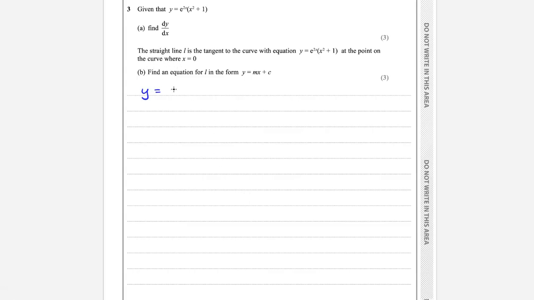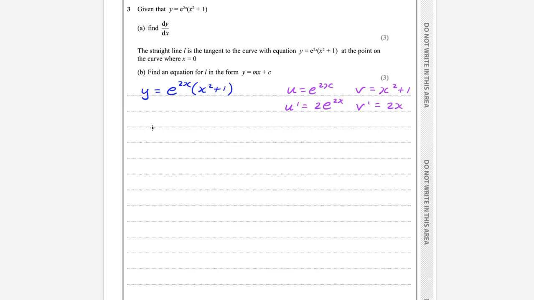Differentiate. So we have y equals e to the 2x times x squared plus 1. This is a clear product rule. So we'll say u is equal to e to the 2x, v is equal to x squared plus 1. Differentiate this, u dash is equal to 2e to the 2x. It's e to the 2x times 2, so 2e to the 2x. And v dash is 2x plus 0, which is just obviously 2x.